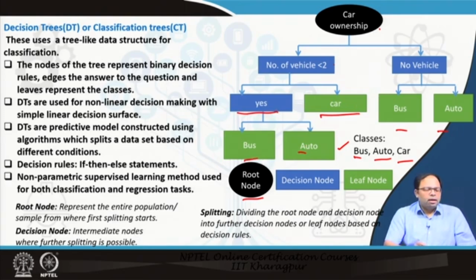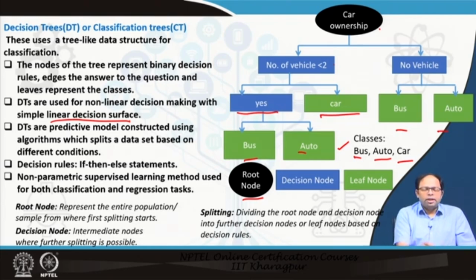So, what we are doing is dividing our entire data set, taking certain decisions, bringing in certain attributes, and asking questions on those attributes, and based on the questions we are separating the data into different groups. So, decision trees are nonlinear decision making with simple linear decision surfaces. Using this, we can solve nonlinear situations as well.